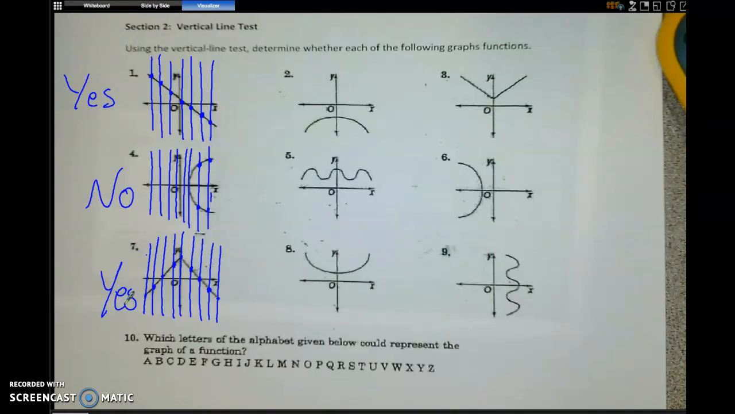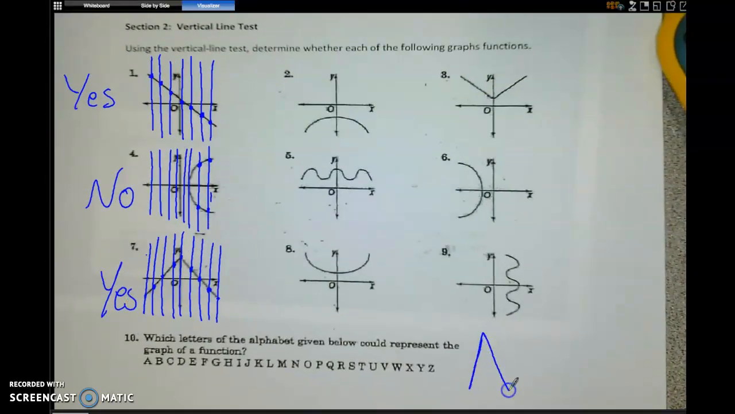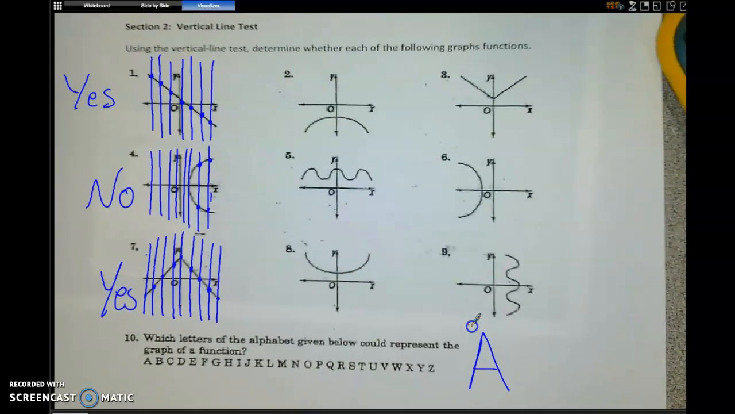Number 10, I'll get you started on number 10. But it says which letters of the alphabet given below would represent the graph of a function. So you're looking at the capital letters. So if we were looking at the letter A and we wanted to do the vertical line test, we want to see, is it a function? And I can see right here that touches in 1, 2 spots. So A, not a function.